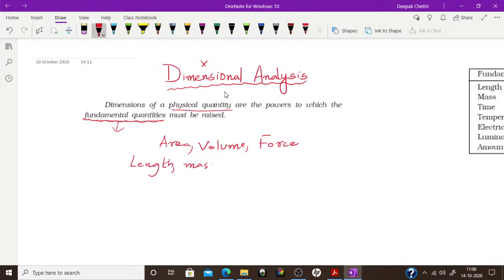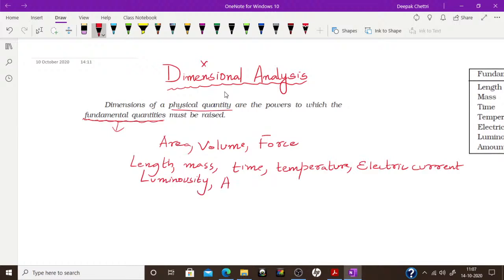mass, time, temperature, electric current, luminosity, and amount of substance. So these 7 are fundamental quantities, right? Because if you want to measure them, you don't have to know anything else. That's why they are called fundamental quantities.